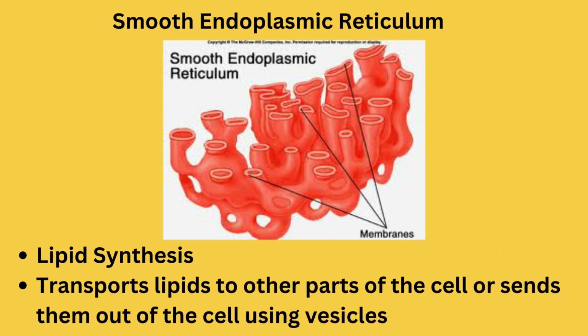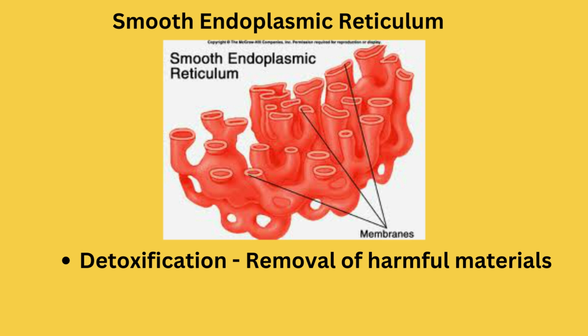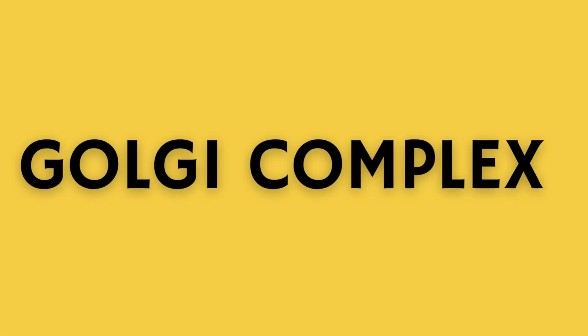The smooth ER, on the other hand, is involved in the production of lipids, which are essential to the cell. The smooth ER is also involved in transport, in which it will send lipids to other parts of the cell or out of the cell using vesicles. It is also involved in the process of detoxification, which is the removal of materials that are harmful for the cell. The next organelle is the Golgi complex.